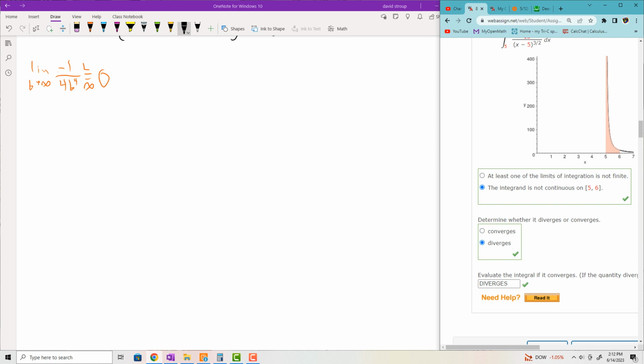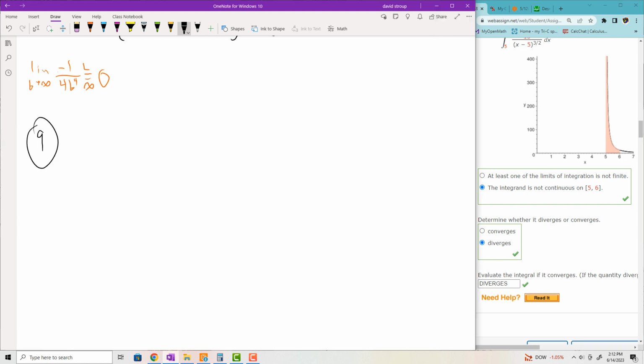Okay. Let's look at an integral where the limit is on the bottom part.